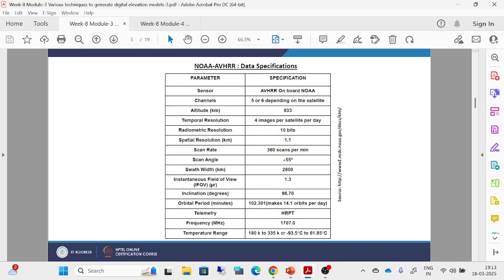Here sir has given the data specification, so you can go through this. Whenever you have some kind of satellite image, we need to understand all this information: what kind of sensor has been used, how many channels, at what altitude the image has been taken, the temporal resolution, like how many images have been taken in a particular day. All that information is needed in order to actually process a particular satellite image. Only then will you understand what kind of information that image is giving you.